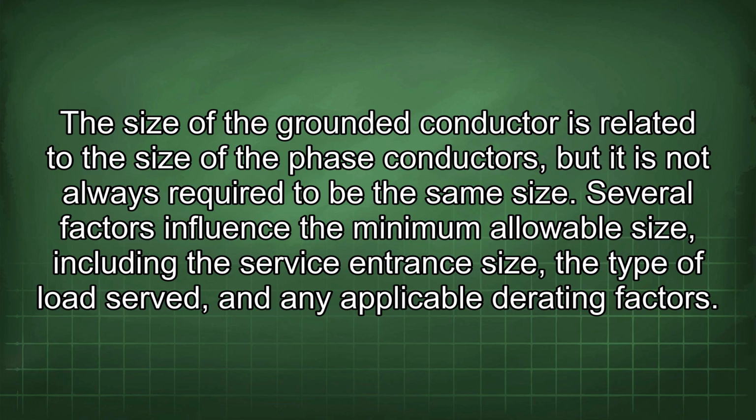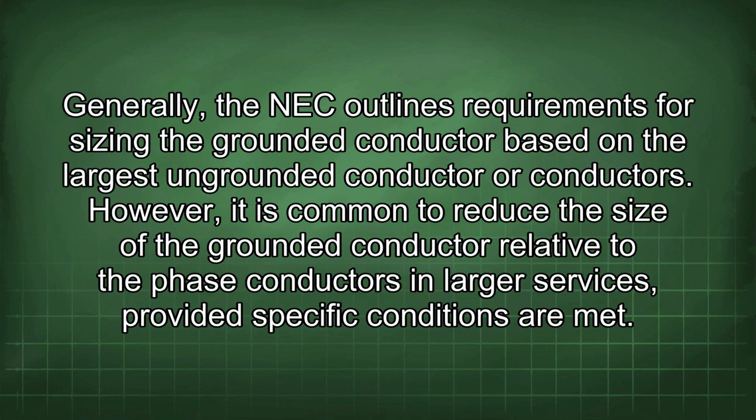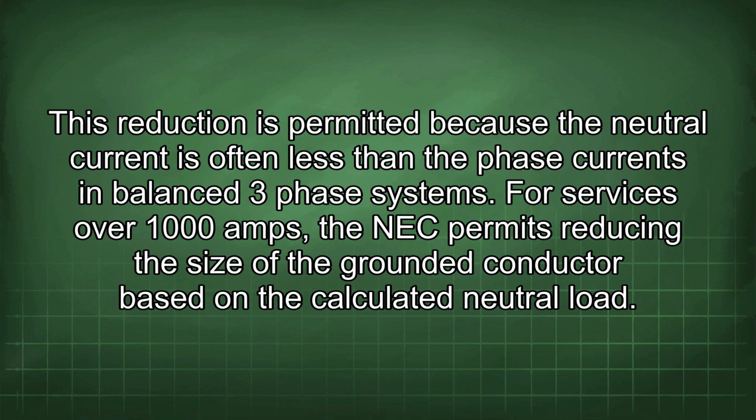Several factors influence the minimum allowable size, including the service entrance size, the type of load served, and any applicable derating factors. Generally, the NEC outlines requirements for sizing the grounded conductor based on the largest ungrounded conductor or conductors. However, it is common to reduce the size of the grounded conductor relative to the phase conductors in larger services, provided specific conditions are met. This reduction is permitted because the neutral current is often less than the phase currents in balanced three-phase systems.